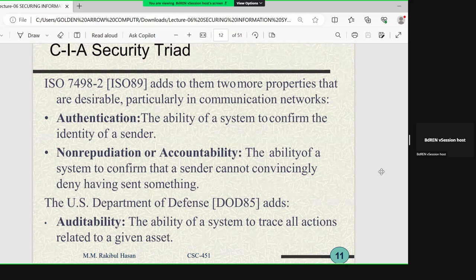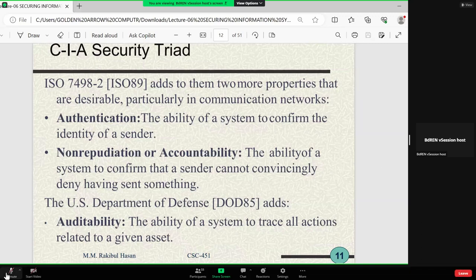What is authentication and what is non-repudiation? So authentication means the ability of a system to confirm the identity of a sender. We follow different types of authentication policy, like password-based authentication policy and biometric authentication policy. Password authentication policy means, to enter the system, you have to give your username and password. Biometric, you can use your fingerprint, retina scanner, voice recognition, face recognition. These are nothing but authentication systems. So whenever a user is going to use a system, at first the system needs to authenticate the user. After that, according to the accessibility, the user will be able to access the system. That is for authentication.